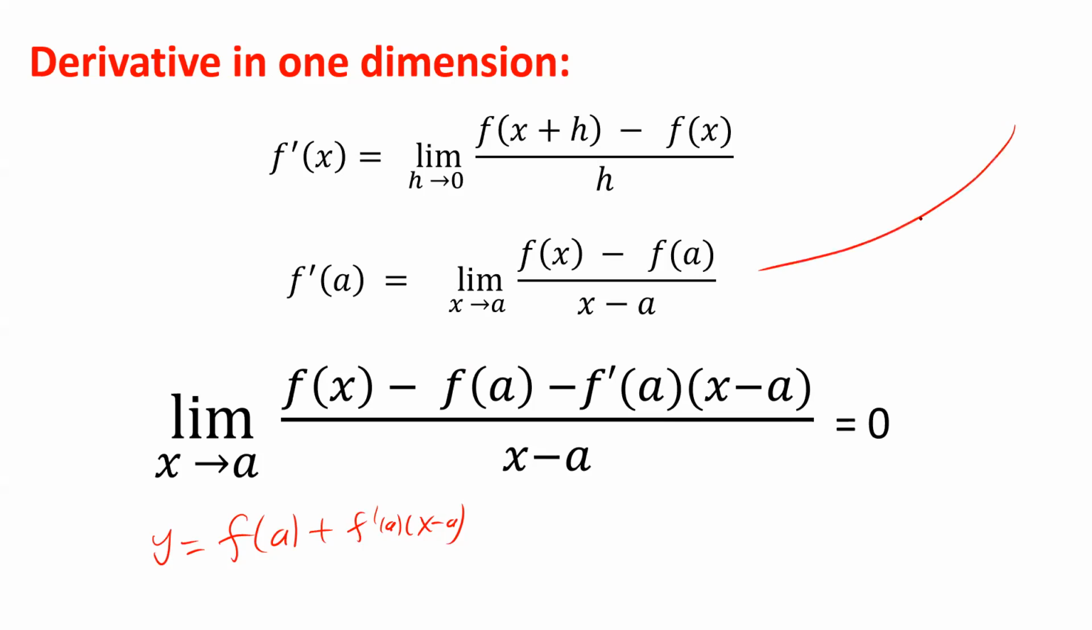So here's my curve, here's my point, and here's my line. So what we're saying is a function is differentiable at a point if when we look at this limit, it goes to 0. So this is the value of the function. This is like the tangent line approximation.